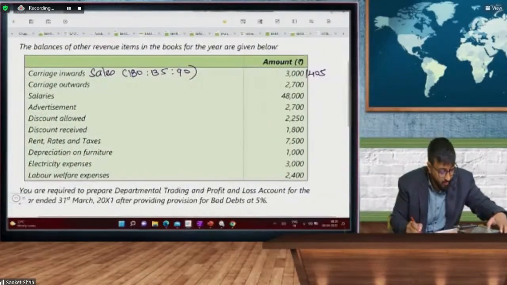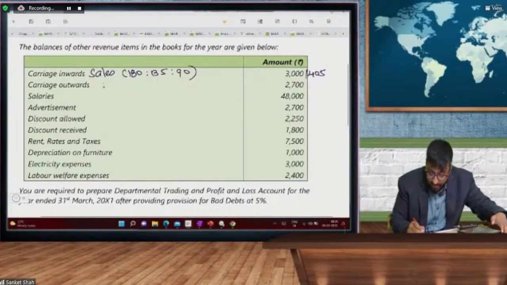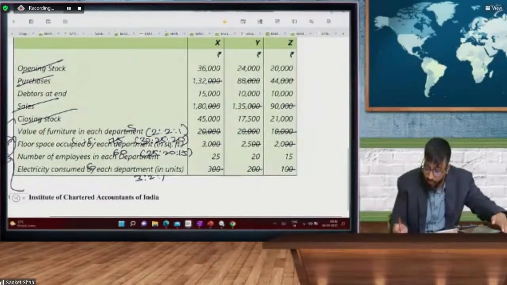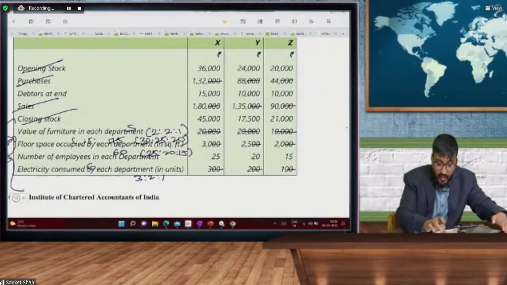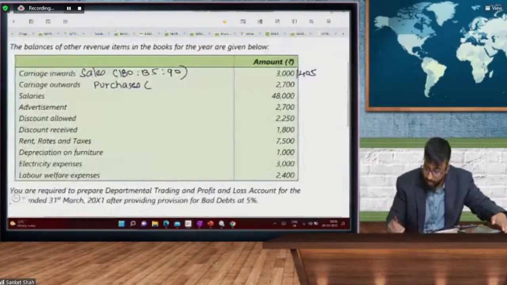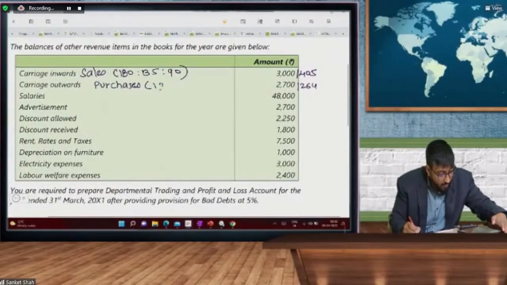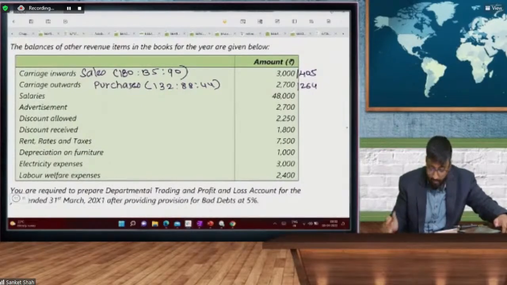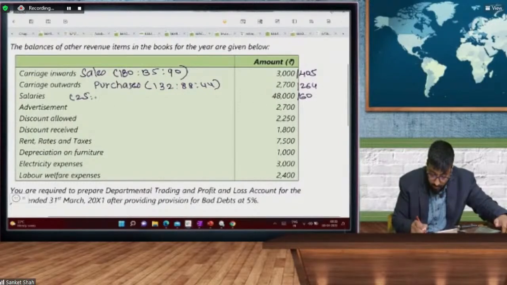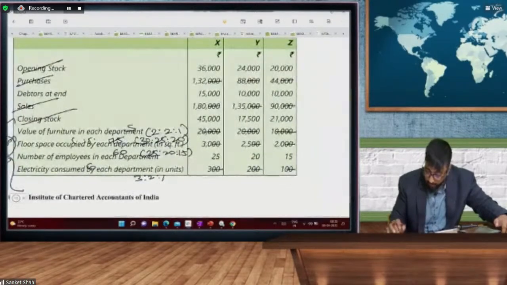Carriage outward, beta, purchases ratio. Remember, carriage outward is purchases ratio. Now what is the purchases ratio? 132 plus 88 plus 44, 264. So purchases ratio: 132, 88, 44. Salaries, number of employees: 25, 20, 15.